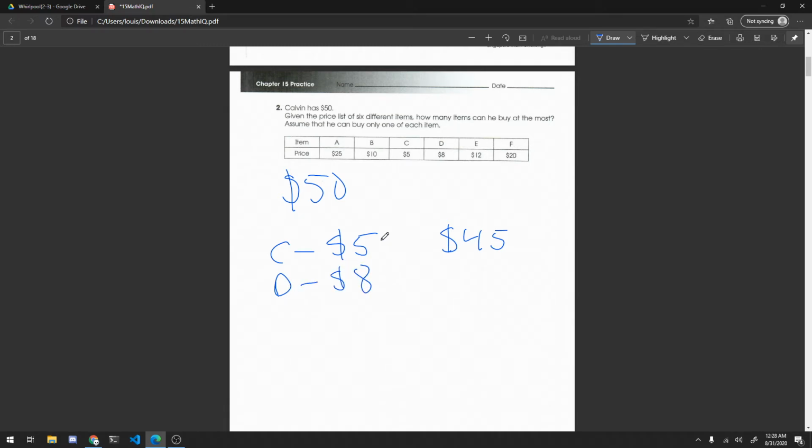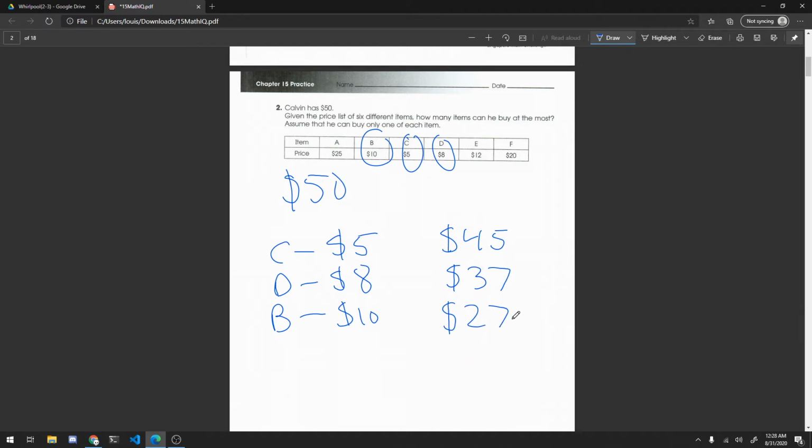So basically what we're doing is we're buying the next cheapest item. So D is $8. After we buy D, we'll have $37. And we bought C and we bought D. Next, we can buy B. It's only $10. So after we buy B, we'll have 37 minus 10, $27 left.